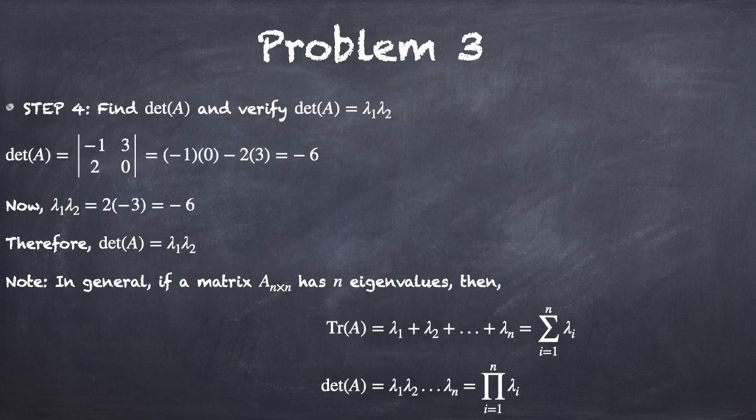So in general, we have a general formula for this. If a matrix which has n by n dimensions has n eigenvalues, then the trace of the matrix A is the sum of all the eigenvalues, and the determinant of the matrix A is the product of all the eigenvalues. So this actually comes in handy at times. If finding the determinant of a matrix is not that easy, we can use these properties in order to get the other eigenvalues.